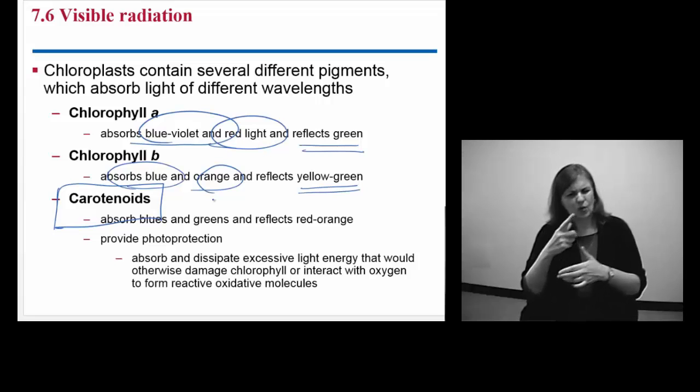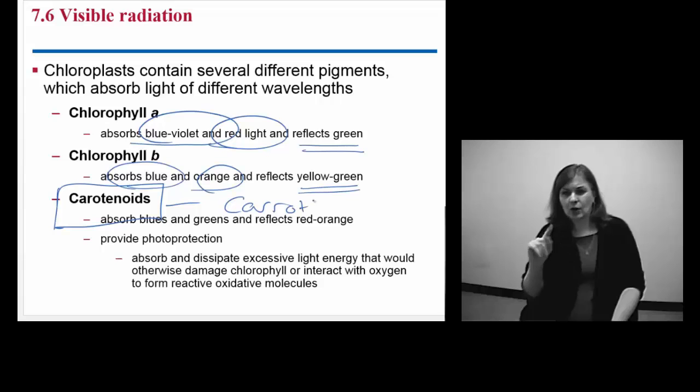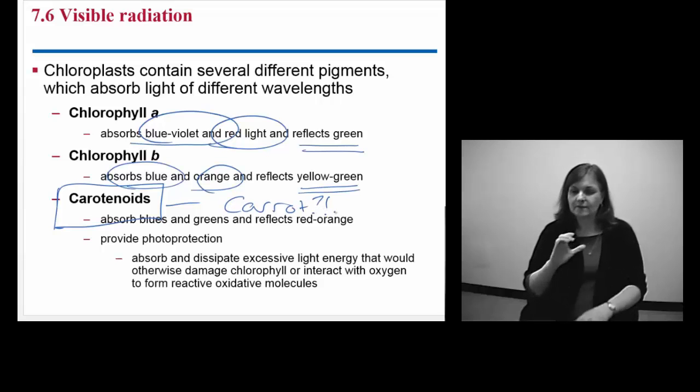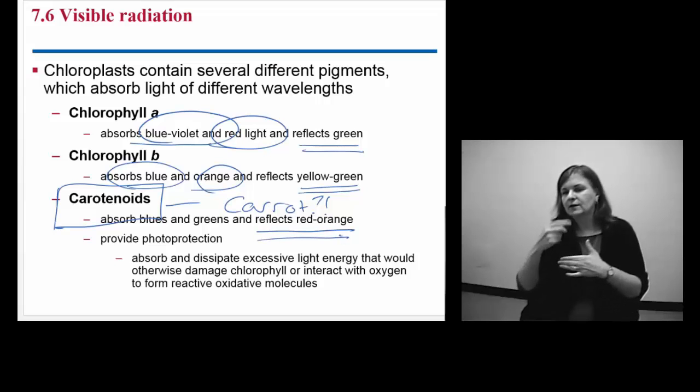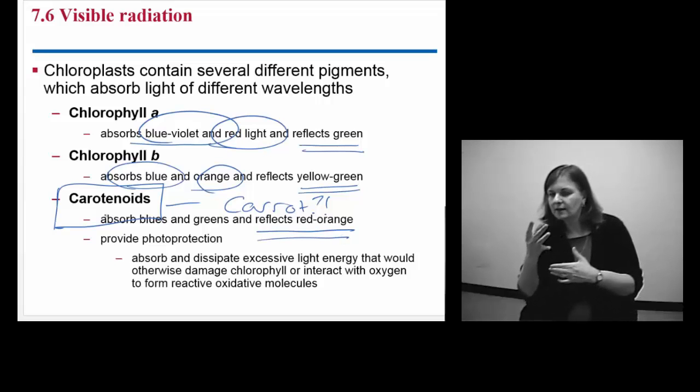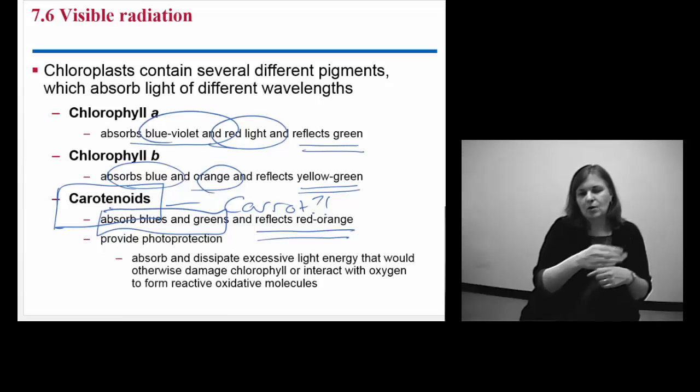What does carotenoid make you think of? Did you say carrot? You would be right. Carrots are full of carotenoids. That is why we see them as being orange. They're reflecting red and orange. Carotenoids absorb in the blues and greens.